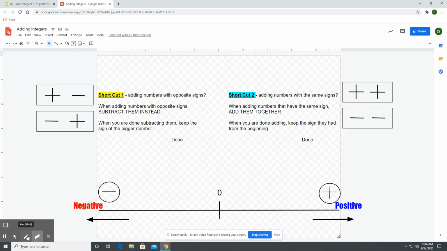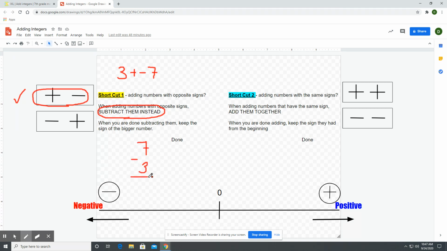Let's look at 2 more problems that deal with shortcut number 1. Let's do 3 plus -7. This 3 is positive, this 7 is negative. So I have positive, negative. So it checks, so we can use shortcut number 1. That means we have to subtract them. I have a 7 and a 3, so let's subtract 7 and 3. We get 4. Now, when you're done subtracting them, keep the sign of the bigger number. The bigger number is 7. Its sign is negative, so we're going to keep negative as our answer.